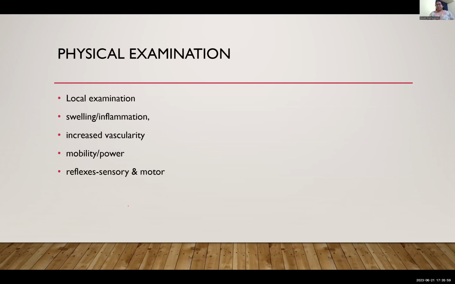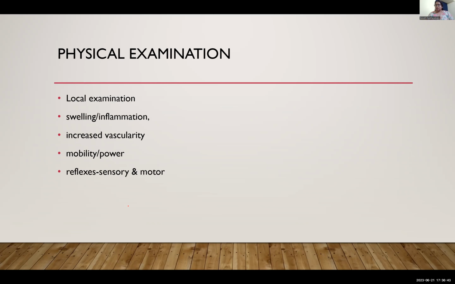So after taking the history, we have to examine the patient, right? That is how we diagnose a condition in a patient who comes to us. So in physical examination, you need to inspect the part where the pain arises. Local examination is very important. So inspection, palpation, definitely look for swelling or inflammation, redness, increased vascularity. Okay, and you look for warmth. If it's nociceptive pain, if there is tissue damage, you can feel that the place is warm.